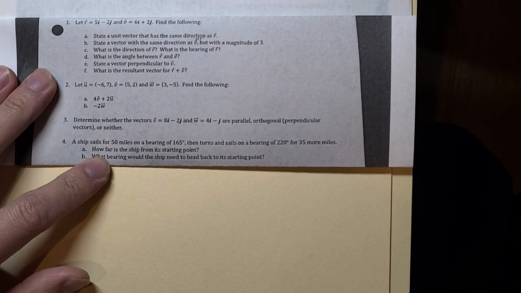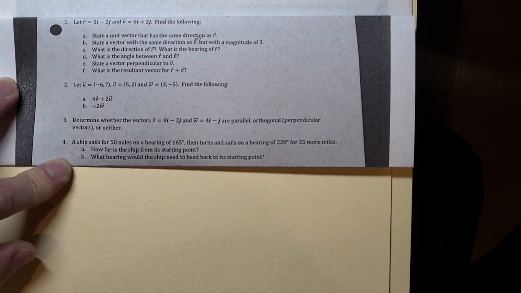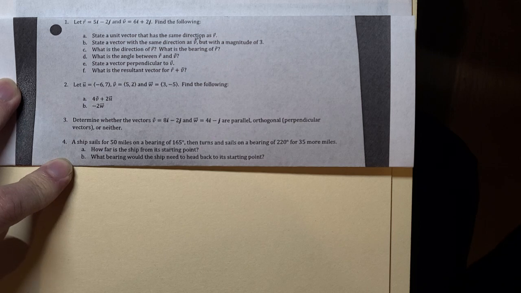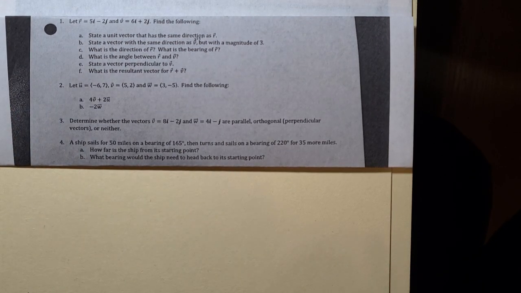Okay, so the problem is number 4. A ship sails for 50 miles on a bearing of 165, then turns and sails on a bearing of 220 degrees for 35 more miles. How far is the ship from its starting point? What bearing would the ship need to head back to its starting point? Okay, so a good idea for these word problems is to draw out what's happening.